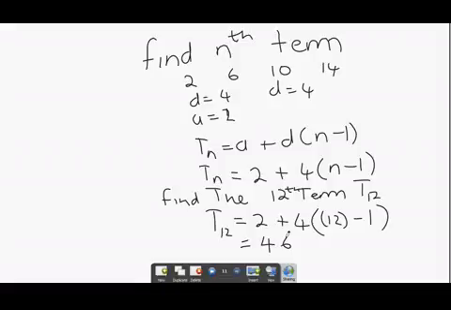And as you can see, I use the formula without trying to simplify it. Because the minute I try to simplify it, I can go wrong in simplifying it. And then that means when I try to find my nth term, it's going to be very difficult.